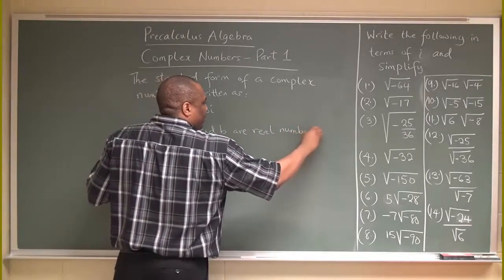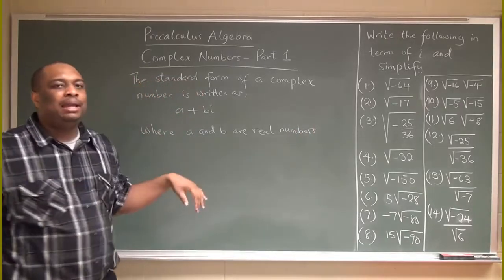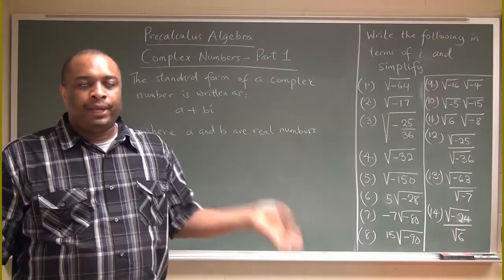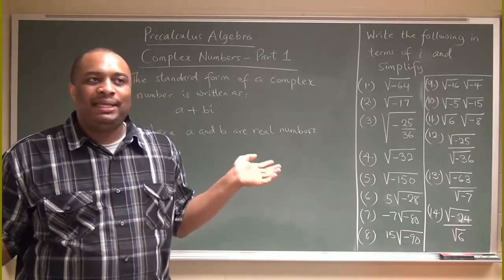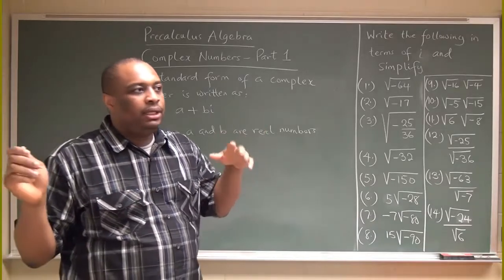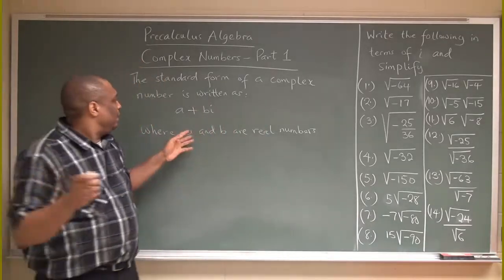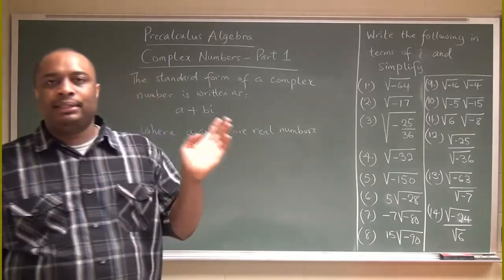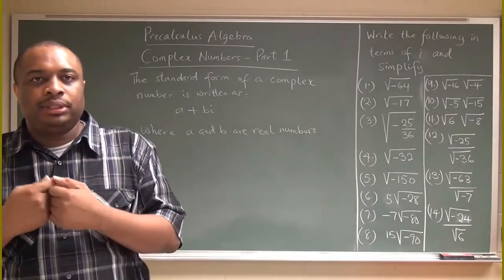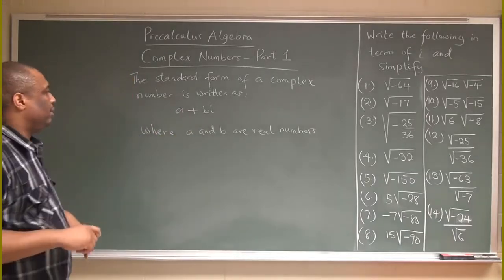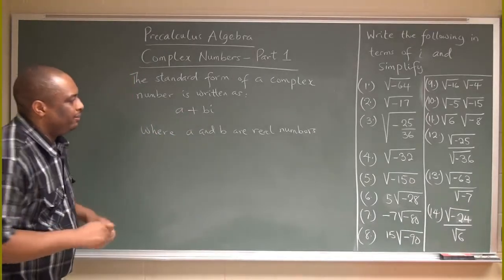Now we know that real numbers are any numbers that exist on the real plane. They include rational numbers, integers, whole numbers, fractions, decimals. They include all these. Now, so A and B are real numbers.